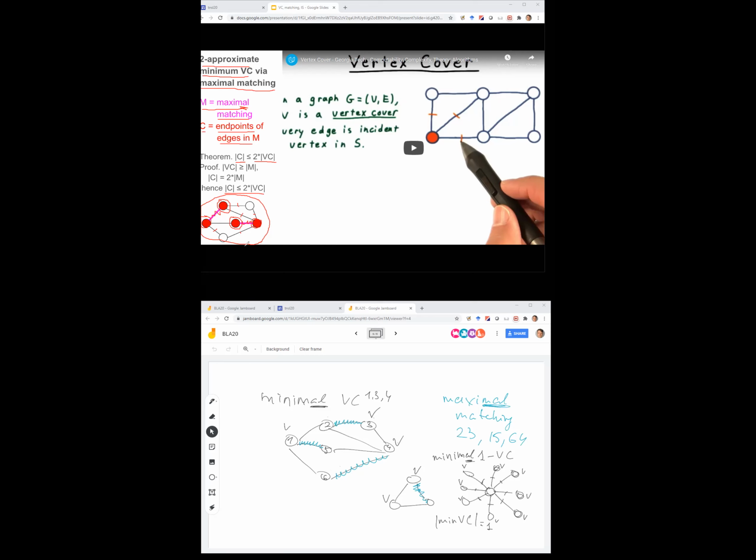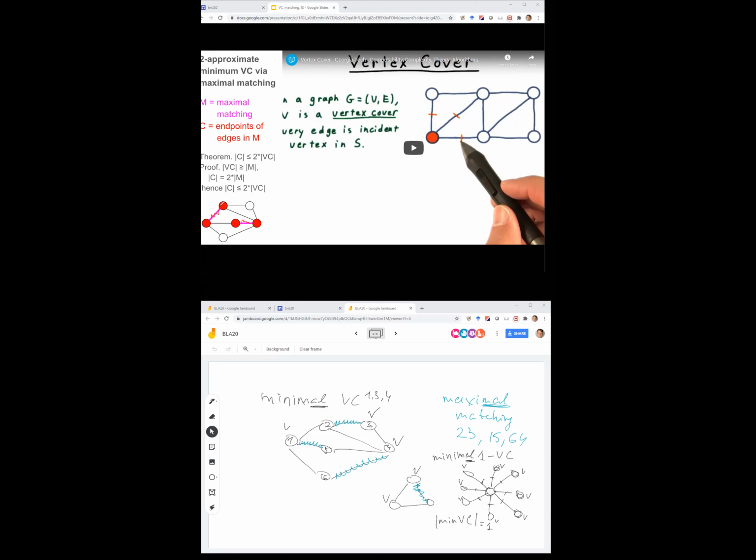And this is kind of obvious, right? I mean, every edge in the matching needs to be covered by at least one vertex, right? If you want to have a vertex cover, then, well, this edge must be covered by a vertex, this edge must be covered by a vertex, and every edge in your maximal matching must be covered by a vertex.